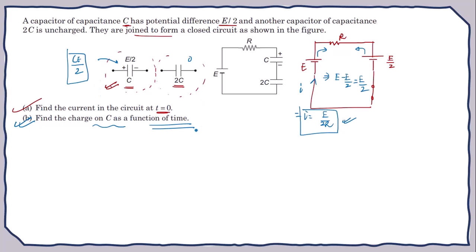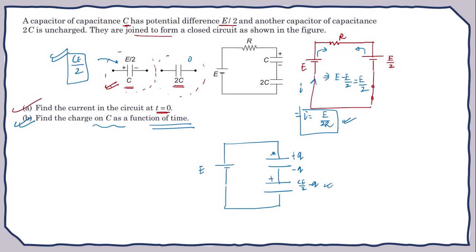That means at any time t, if I draw the circuit, this is the battery, and let us say the charge on this capacitor is plus Q and this is minus Q. And the 2C capacitance will get some amount of charge such that the total charge remains CE by 2. So on this particular plate, the charge should be CE by 2 minus Q, and on this plate there should be minus CE by 2 plus Q. So this is the charge on the positive plate.